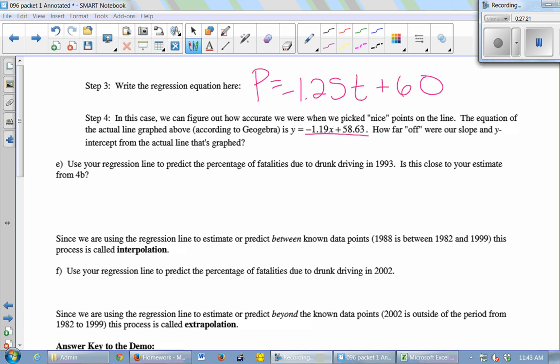All right, let's use our regression line. This is the regression line. I'm going to use that line to predict the percentage of fatalities due to drunk driving in 1993. We already did that by looking at the graph. We looked at 1993, went up and over, and we said about 42%. I'm going to use my equation to answer the same question now.